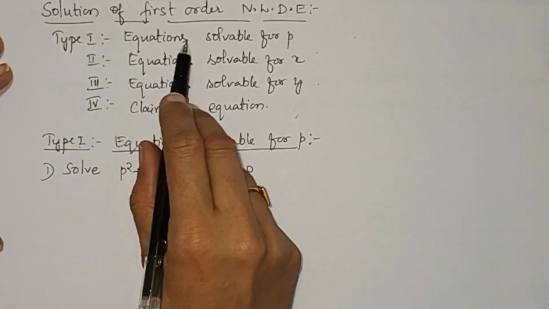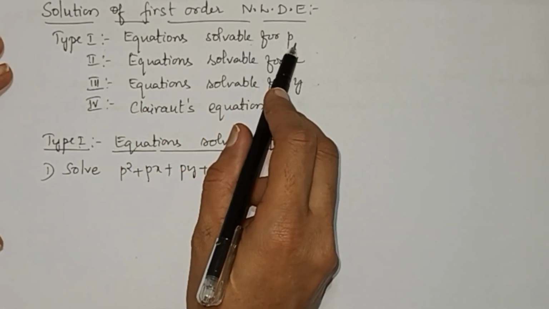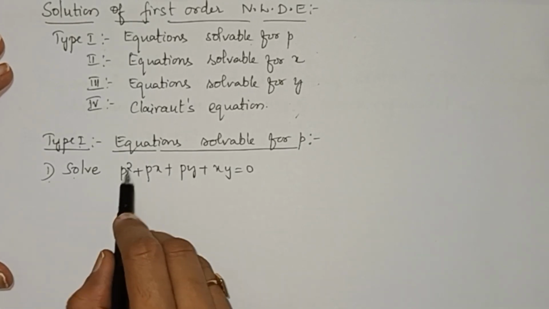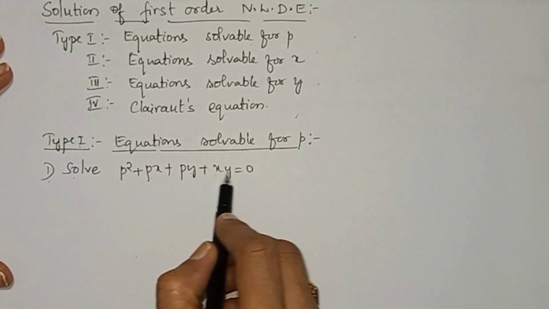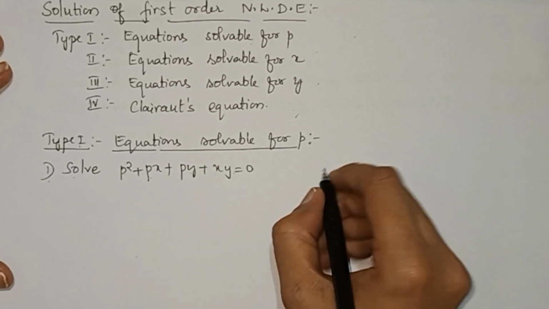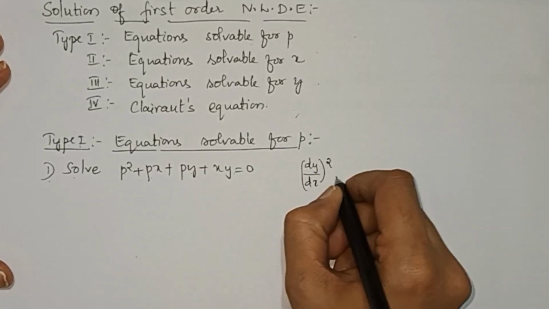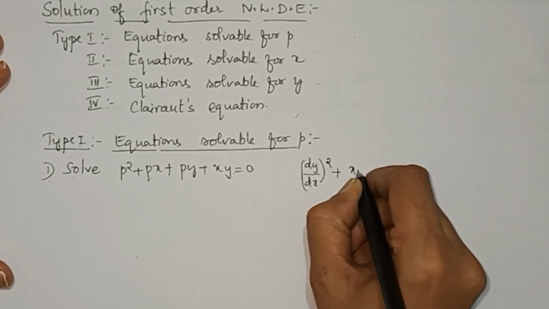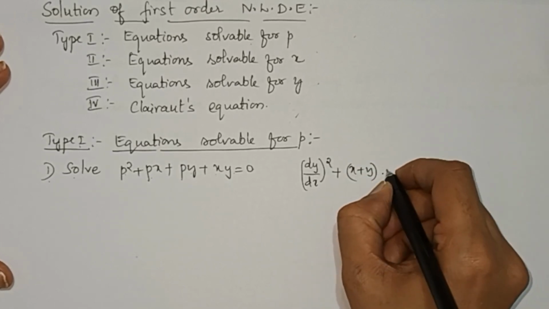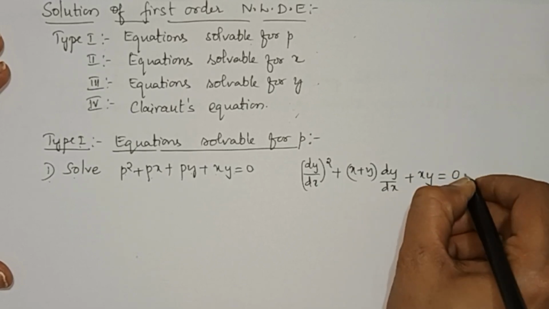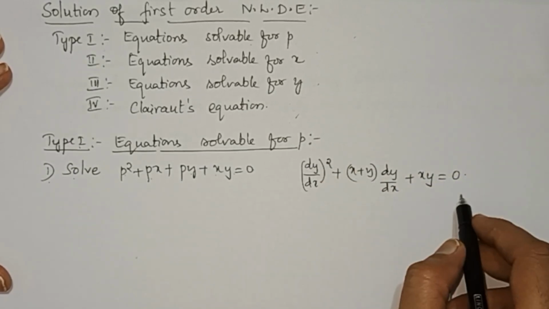Now, first case is equation solvable for p. See the first question. Solve p square plus px plus py plus xy equal to 0. So this is nothing but dy by dx whole square, because p is dy by dx, plus x plus y into p, that is dy by dx, plus xy, which is equal to 0.